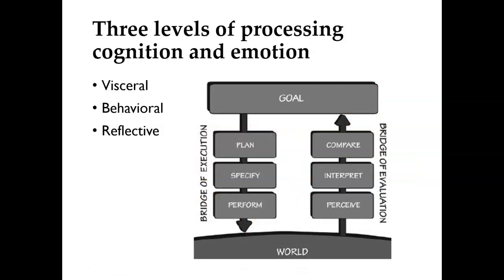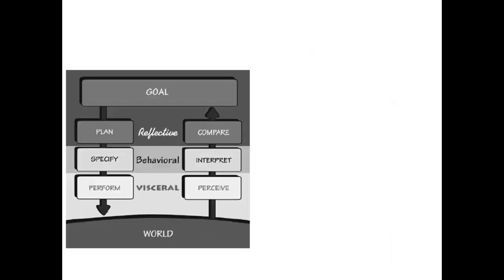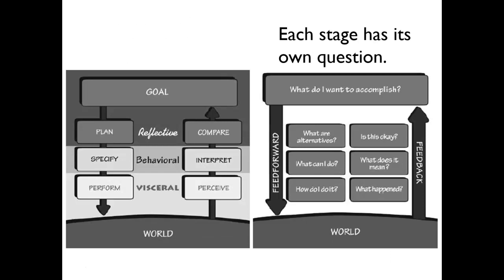So when we look at the model we talked about before, let's link it up with how these levels work. The reflective goes with the plan and compare levels, the behavioral is the specify and interpret levels, and the visceral is the perform and perceive levels. There are specific questions that are also associated with each of these stages. So in terms of planning, what are my alternatives? Specifying, what is it that I can do here? What are my options? Performing, how do I actually go about doing this sequence?